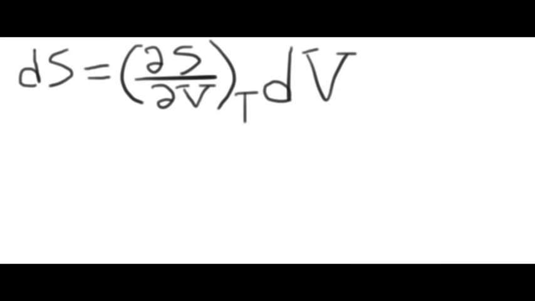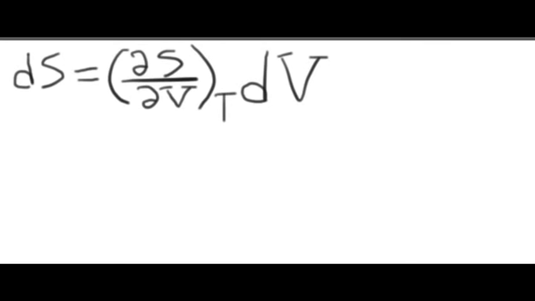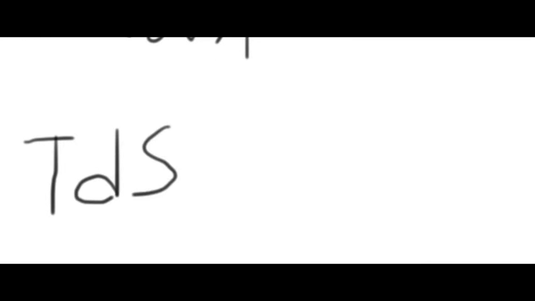Okay. Then we want to multiply T by both sides. So what we get is T dS equals T times the partial derivative of S with respect to V, and dV. Okay.